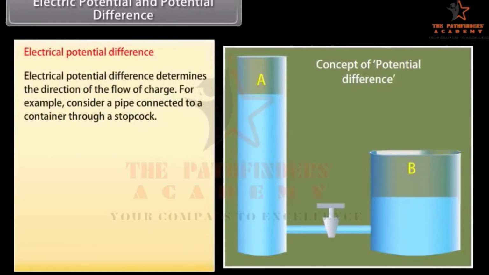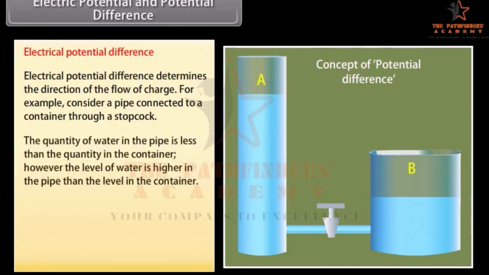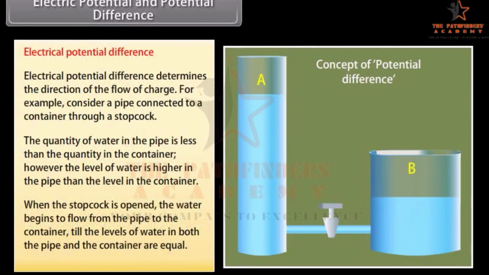Electrical potential difference determines the direction of the flow of charge. For example, consider a pipe connected to a container through a stop cork. The quantity of water in the pipe is less than the quantity in the container. However, the level of water is higher in the pipe than the level in the container. When the stop cork is opened, the water begins to flow from the pipe to the container till the levels of water in both the pipe and the container are equal. This determines that it is not the quantity of water but the level of water which decides the direction of flow of water. It is the potential difference that is responsible for the flow of water.